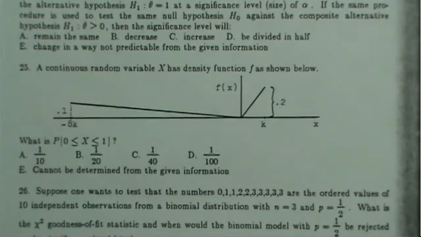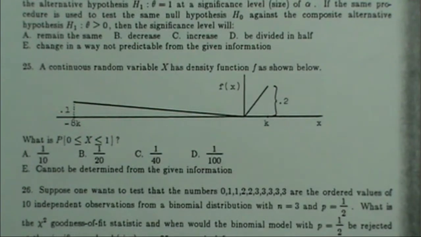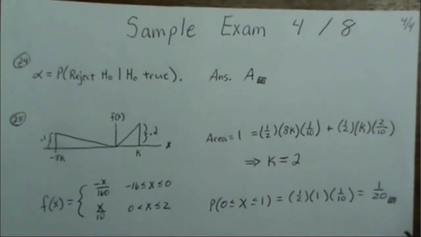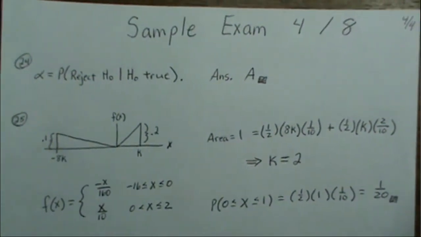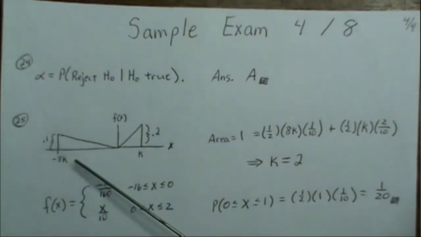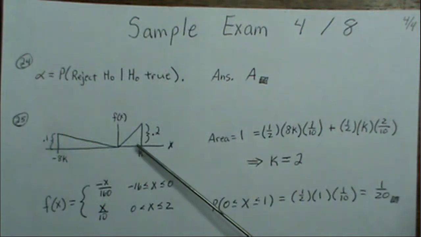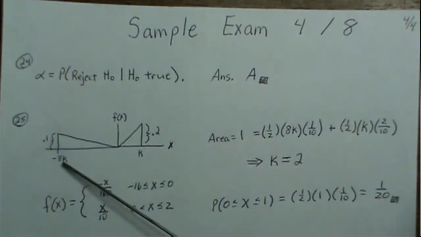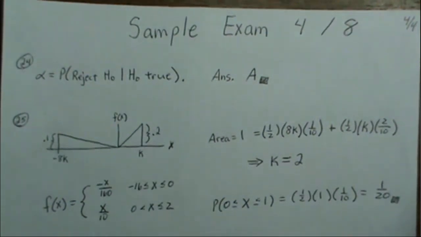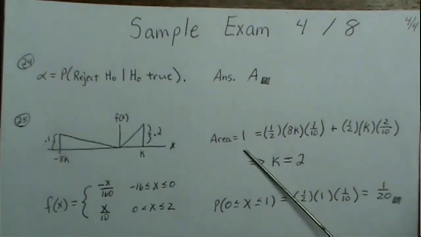Number 25. A continuous random variable x has a density function f of x as shown below. What is the probability that x is between 0 and 1? So number 25, we're given this graph here, and this is our function. So we have to find the value of k. And we do that because the area here and here have to add to 1. So the area must be 1.